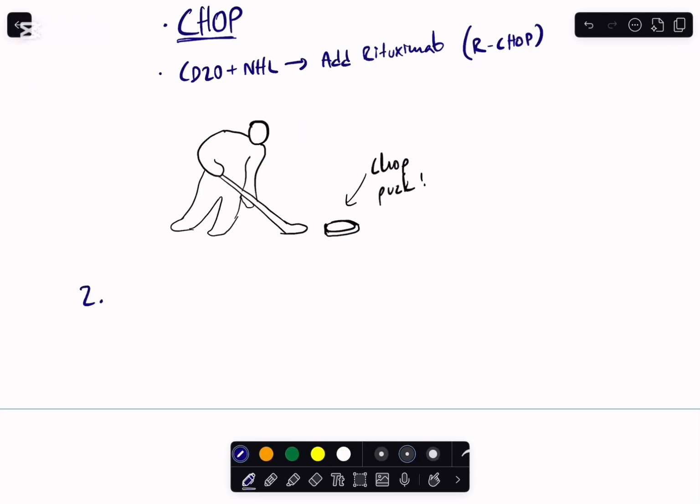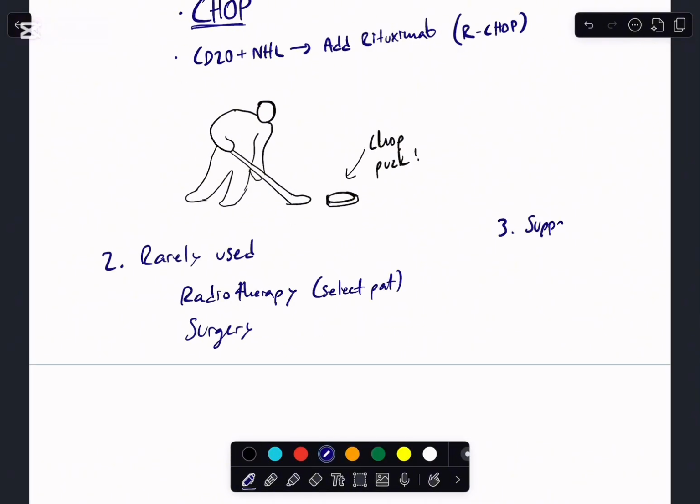Other therapy methods are radiotherapy, which are used in select cases, and surgery is rarely done as well. Supportive therapy includes treating anemia and pain with analgesics, antiemetics for nausea, and antibiotics and GCSF to prevent infections post-chemotherapy.